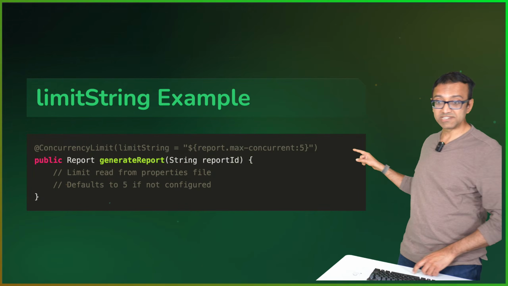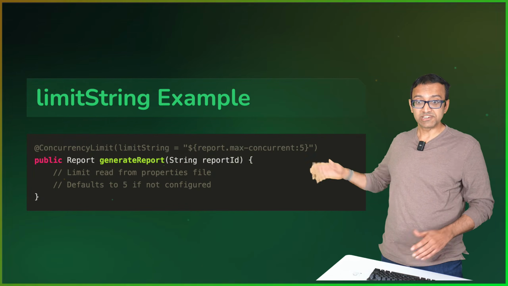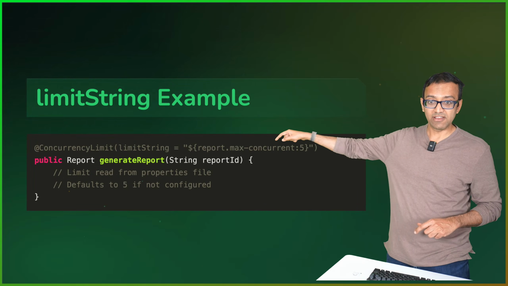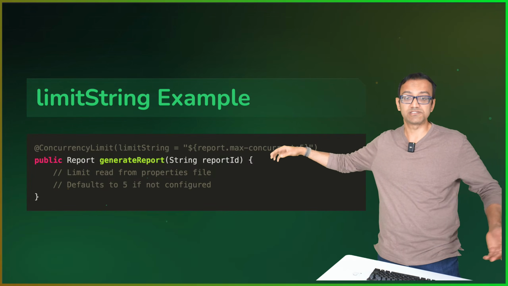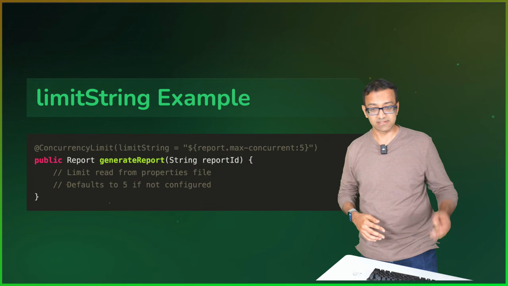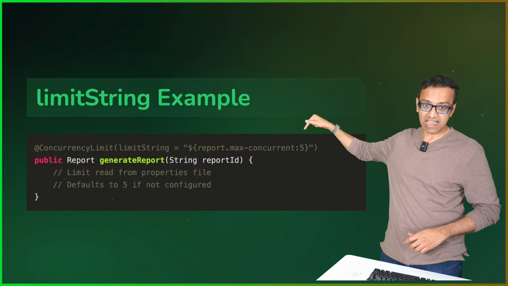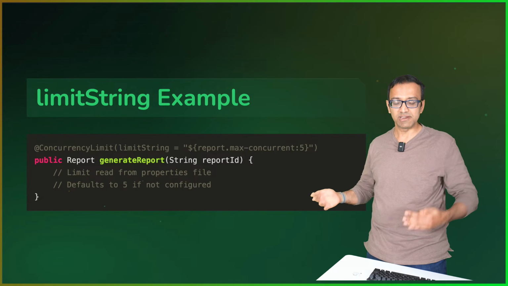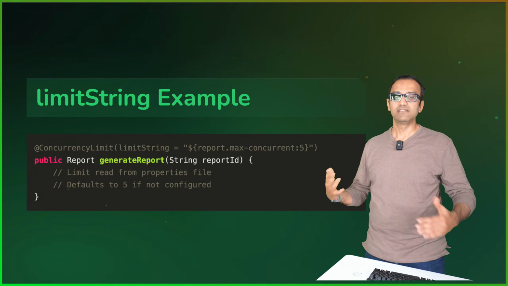So you can say limit string, concurrency limit string equals, and then Spring expression SpEL. And this gets evaluated. You can put this value in an application.properties file or some kind of external configuration, and then that gets added. So you deploy this application in dev, there is a different concurrency limit. Deploy the same application in prod, there's a different concurrency limit.